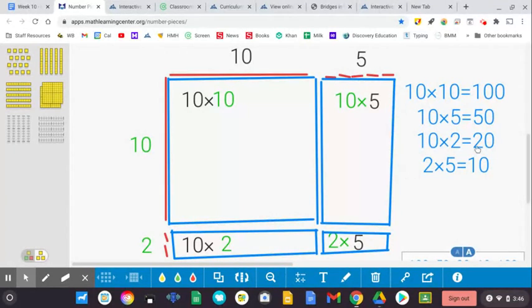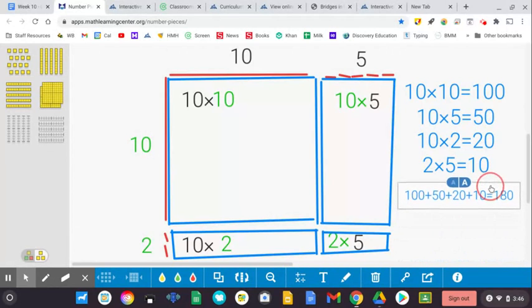Either way, you know that the commutative property of multiplication means that you can switch the factors around and still have the same product. So remember, our workbook is asking us to write down all 4 equations, each of the partial products from this total array. So we have those 4 products. When we add those 4 products together, 100 plus 50 plus 20 plus 10, that equals 180. But now we need to write what our equation is.